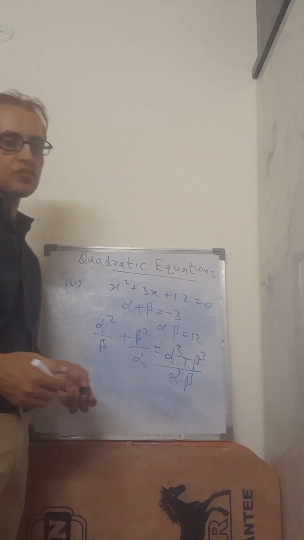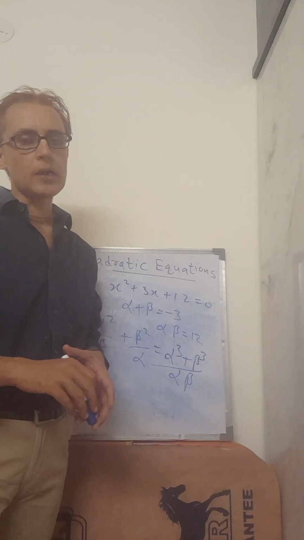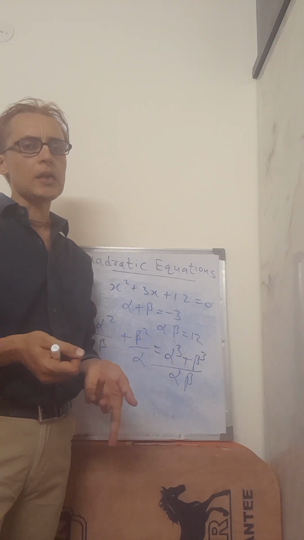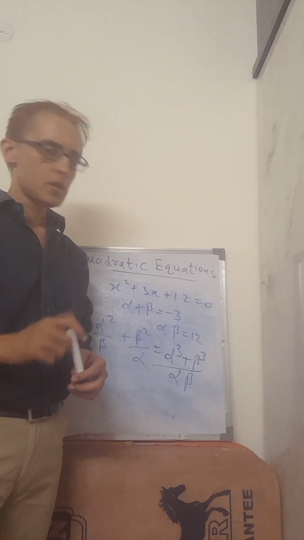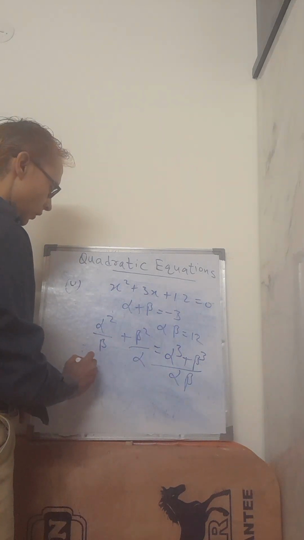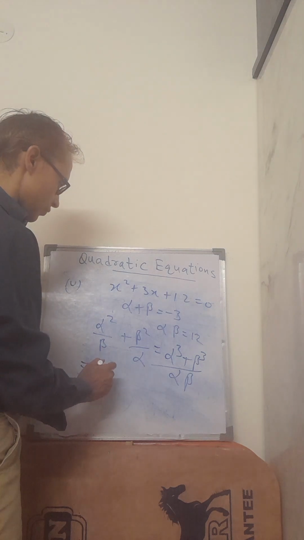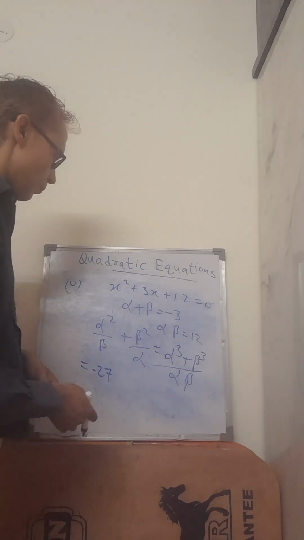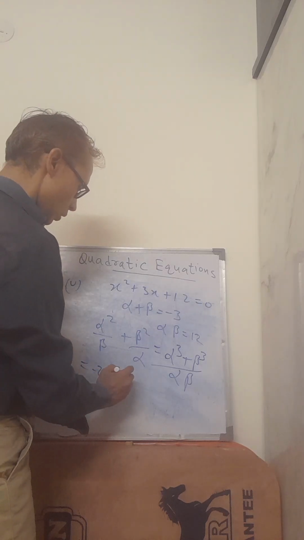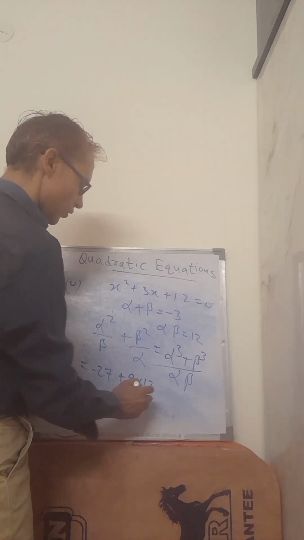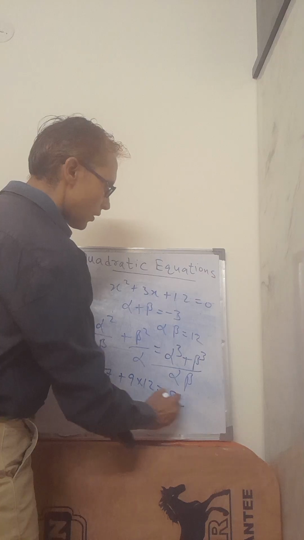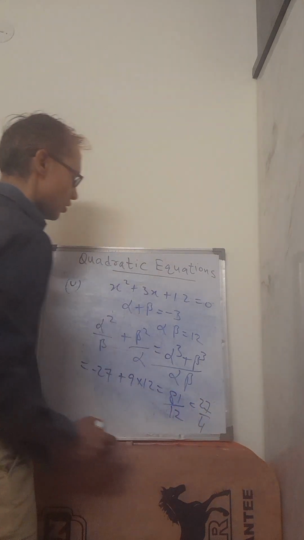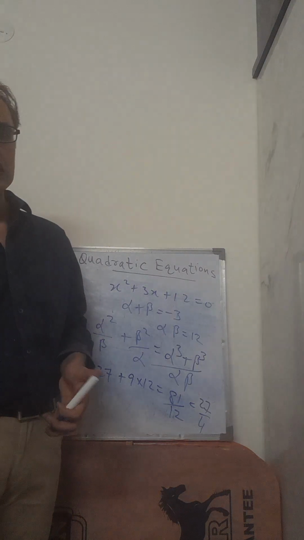Now I think it's not a difficult question. Alpha cube plus beta cube, we can find the value of: (alpha plus beta) whole cube minus 3 alpha beta into (alpha plus beta). Alpha plus beta whole cube means minus 3 whole cube, which is minus 27, minus 3 alpha beta into alpha plus beta. So we found this to be 81. So 81 upon alpha beta, which is 12, comes out to be 27 by 4. That's the value of alpha square by beta plus beta square by alpha.